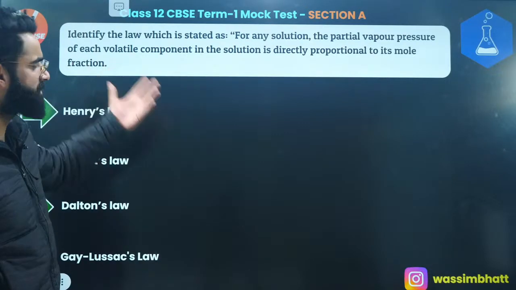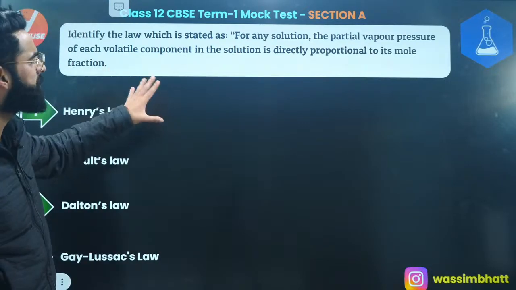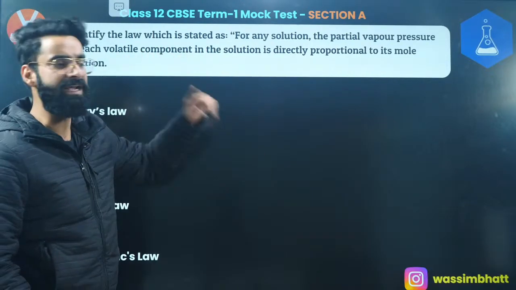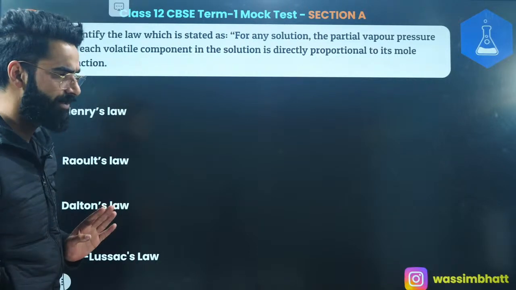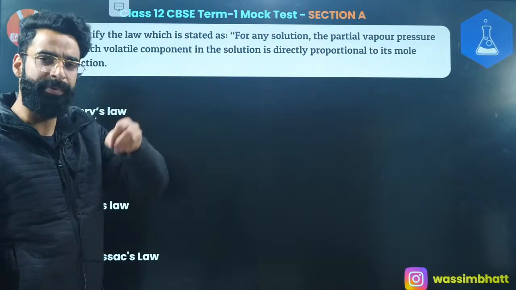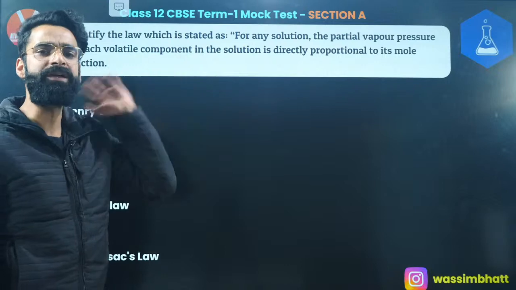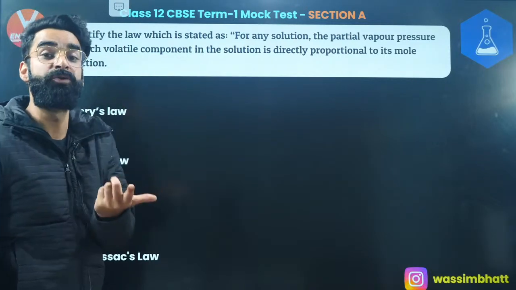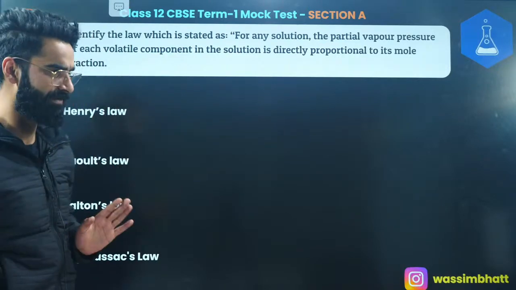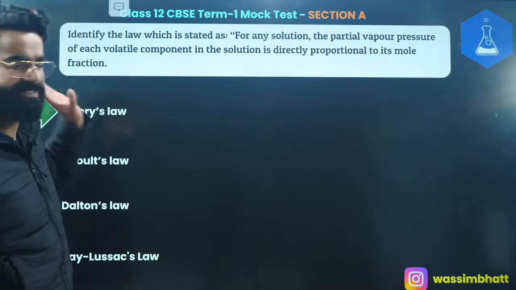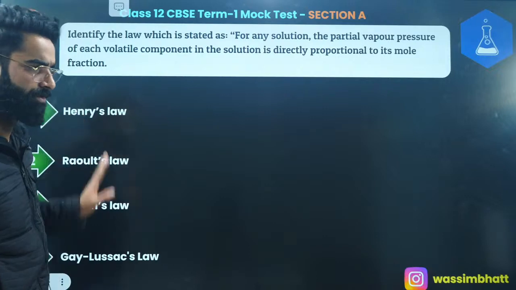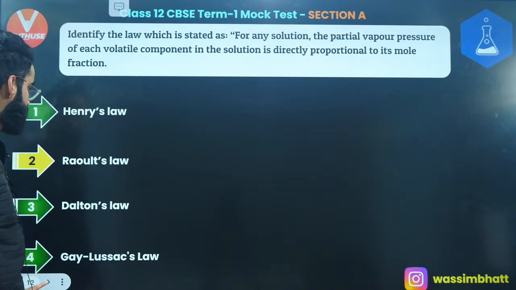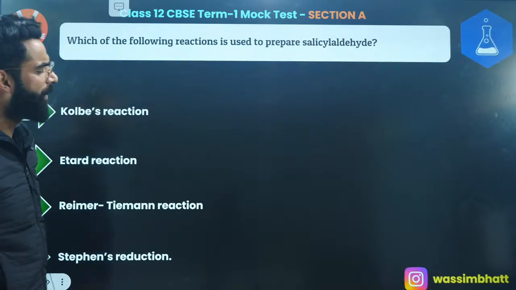This is the simplest statement of the Raoult's law. For any solution, the partial vapor pressure of each volatile component in the solution is directly proportional to its mole fraction, right? More the mole fraction of the component in the solution phase, more is going to be its partial pressure. More is going to be its contribution towards the total vapor pressure of the solution. As simple as that. So as you all are saying, absolutely it's option two, which is going to be the correct answer, right?